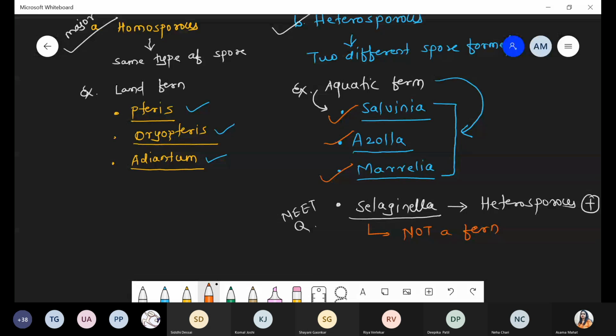This is very important. You have to remember three examples for the homosporous and four examples for the heterosporous. Out of that, just remember any one, either homosporous or heterosporous. So now, if out of four options you know three options, ultimately you can find out which is the fourth one, which is correct and which is non-correct. So you have to study smartly. Smart study. No need to remember all these examples. Just remember any three. Aquatic or land fern, fix this point. Homosporous and heterosporous condition. Yeah, this point is clear.